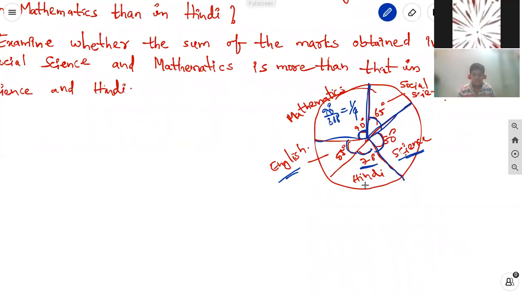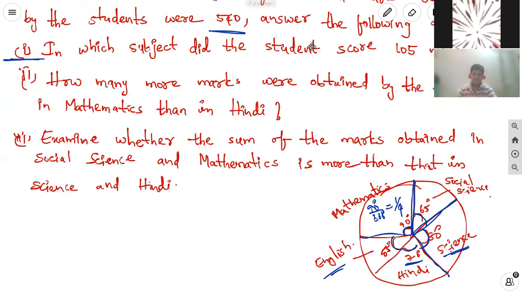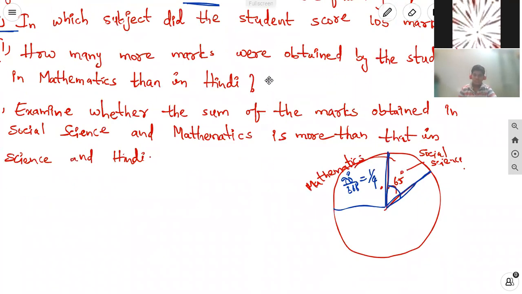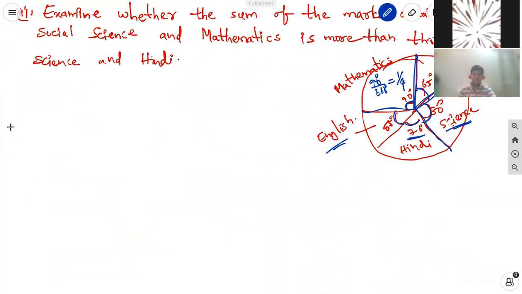Now we can find out how many marks in mathematics, social science, science, Hindi, English. Here, how many subjects do we have? 1, 2, 3, 4, 5. Only 5 subjects, so 540 total marks. Here we are taking the solution.